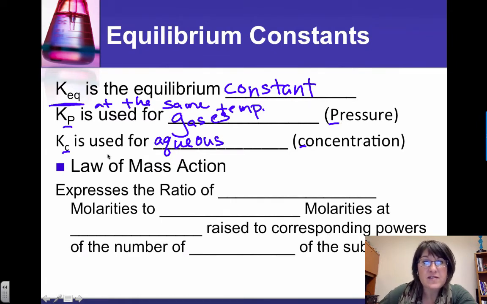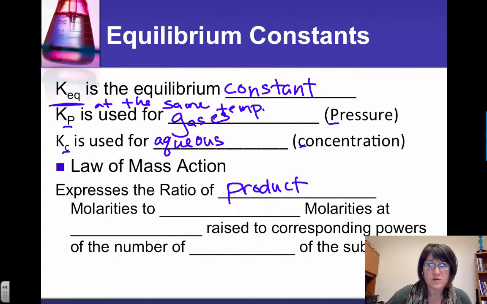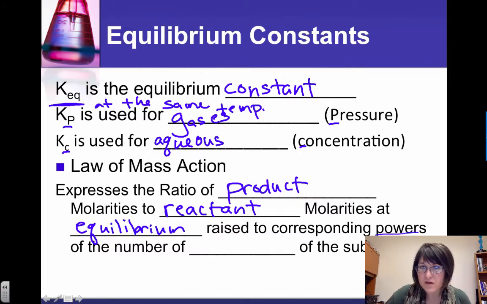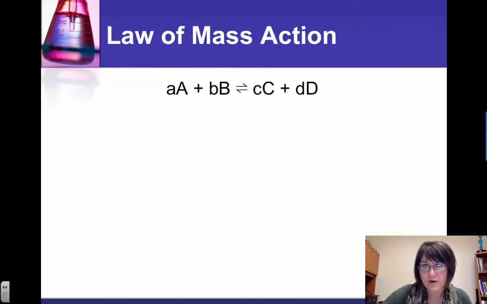The law of mass action is expressing the ratio of product molarities to reactant molarities, where each of those molarities is at equilibrium, and only when they're at equilibrium, raised to the corresponding powers by the number of moles of that substance. I know that sounds confusing at first, but it's not so bad. Let me show you how it works.